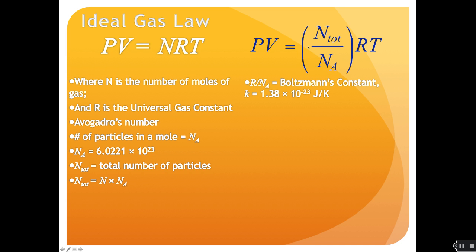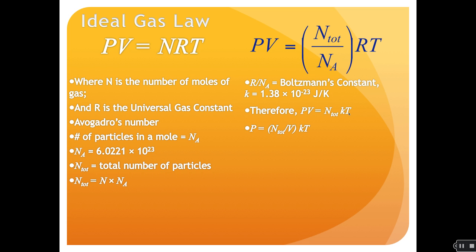So now we can put in the value of n, the number of moles of gas, in terms of the total number of particles. There's also a different constant, which is this universal gas constant divided by Avogadro's number, and that gives us the Boltzmann constant k. So we can replace R and N_A with a k, so now we've got PV equals N_total kT.